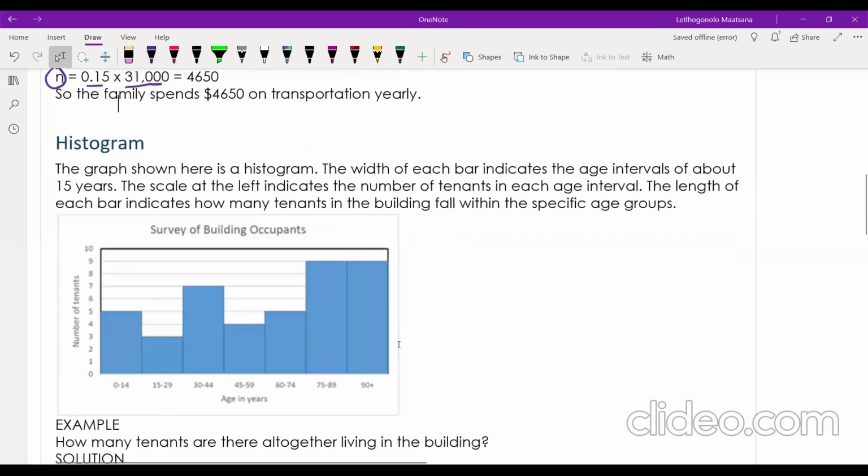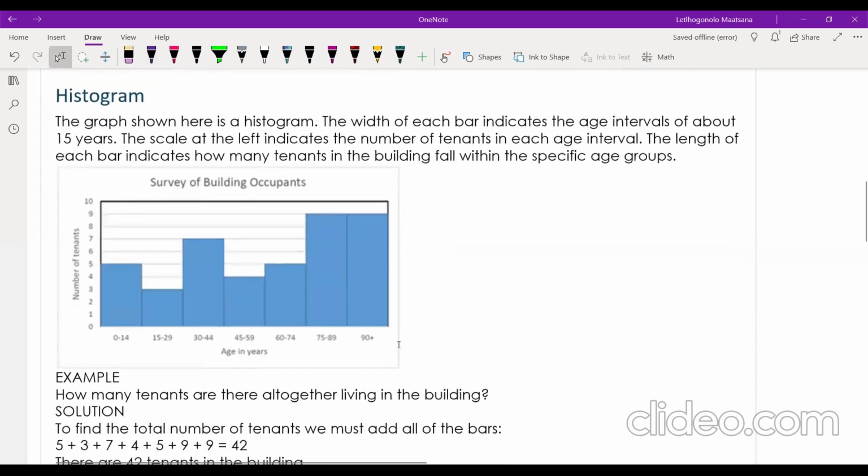The next type of graph we have is a histogram. In the histogram graph here, we see that the width of our intervals is about 15 years. And we can see this is from 0 to 14, 15 years, and then from 15 to 29, from 30 to 44. So the difference in between is around 15 years.